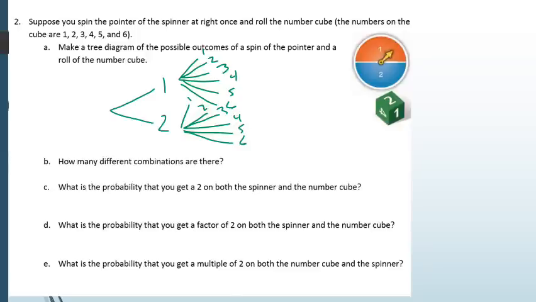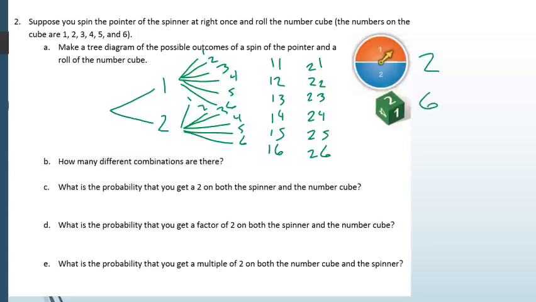So then I'm going to list all my outcomes as well, just because that's helpful to know. So I get a 1 and a 1, 1 and a 2, 1 and a 3, 1 and a 4, 1 and a 5, 1 and a 6, and then 2, 1, 2, 2, 2, 3, 2, 4, 2, 5, and 2, 6. So how many different combinations are there? Well, there's 2 possibilities on the spinner and 6 possibilities on the cube, so there's a total of 12 possible outcomes.